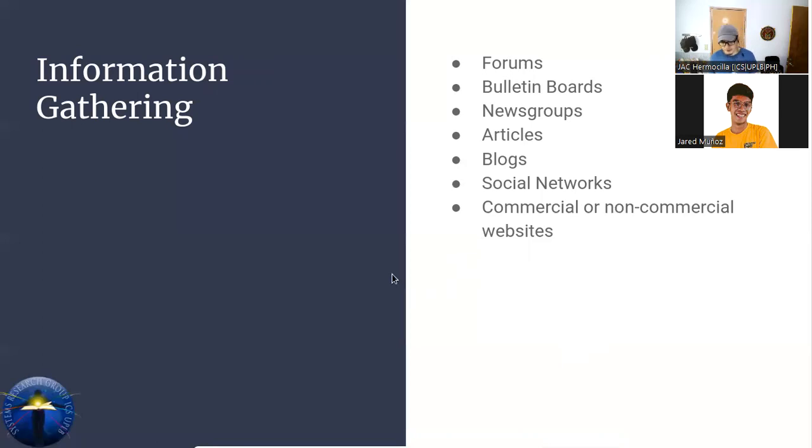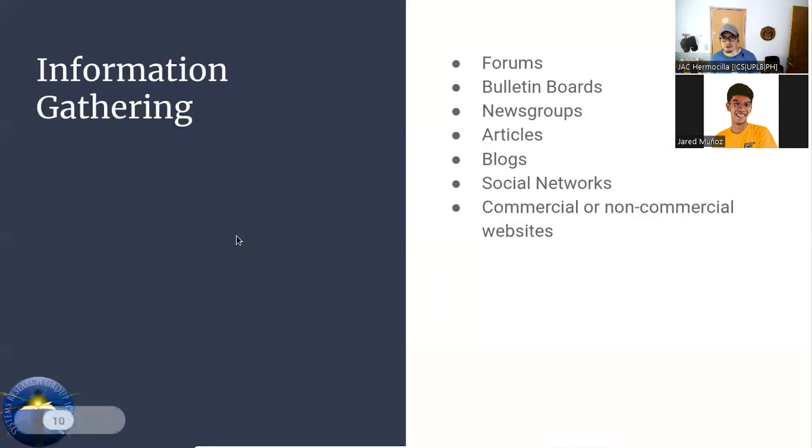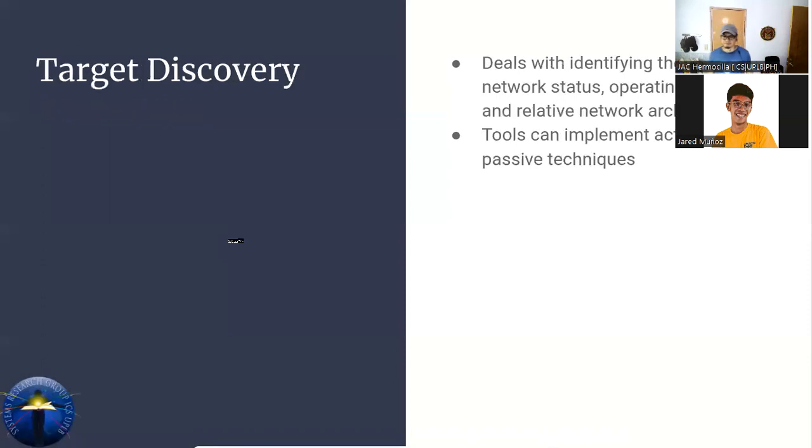So after information gathering, we have target discovery. It deals with identifying the target's network status, operating system, and relative network architecture. Now, in the information gathering stage, there are actually tools that you can use. An example would be Amass, wherein you plug in the domain name, then you get a list of hosts that are associated with a particular domain name. So you can try to explore that later.